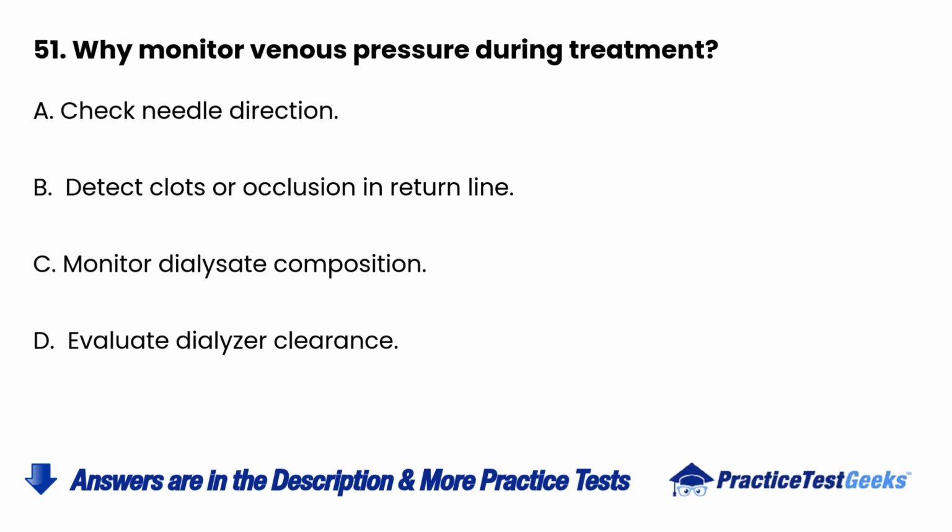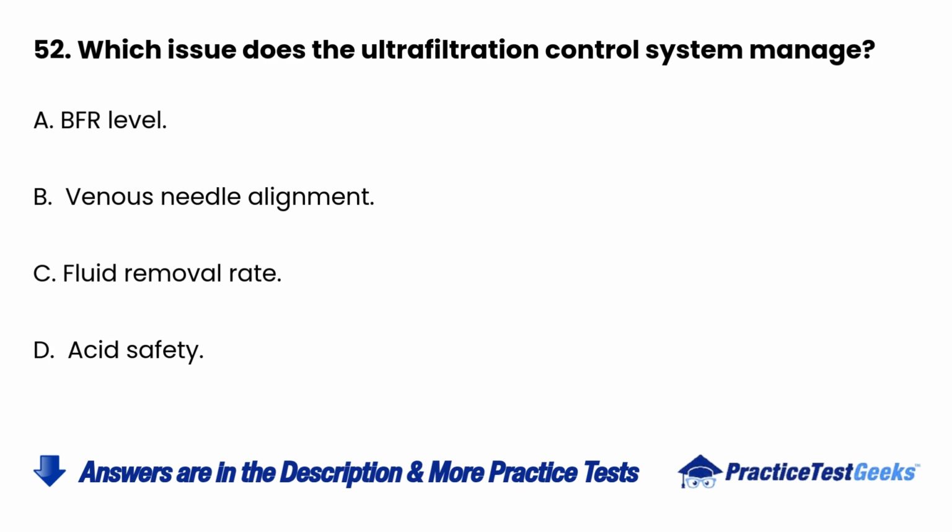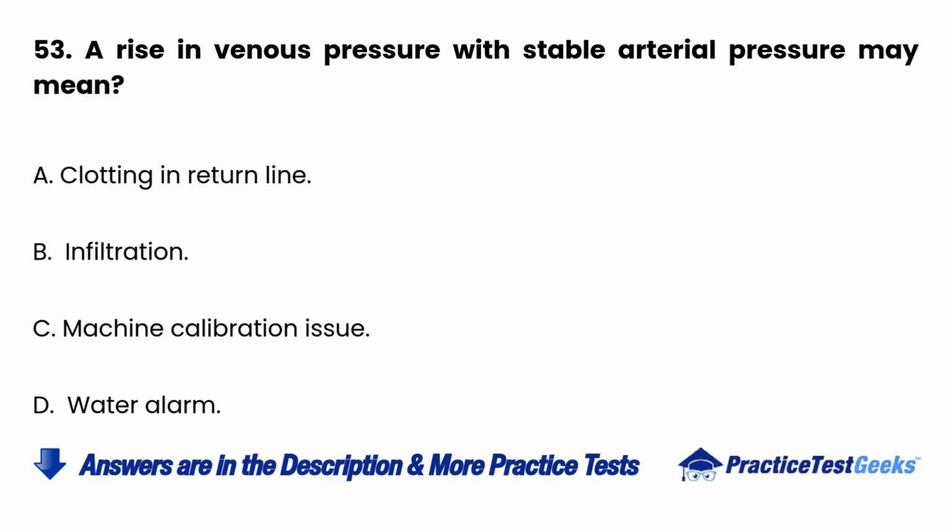51. Why monitor venous pressure during treatment? A. Check needle direction. B. Detect clots or occlusion in return line. C. Monitor dialysate composition. D. Evaluate dialyzer clearance. 52. Which issue does the ultrafiltration control system manage? A. BFR level. B. Venous needle alignment. C. Fluid removal rate. D. Acid safety.